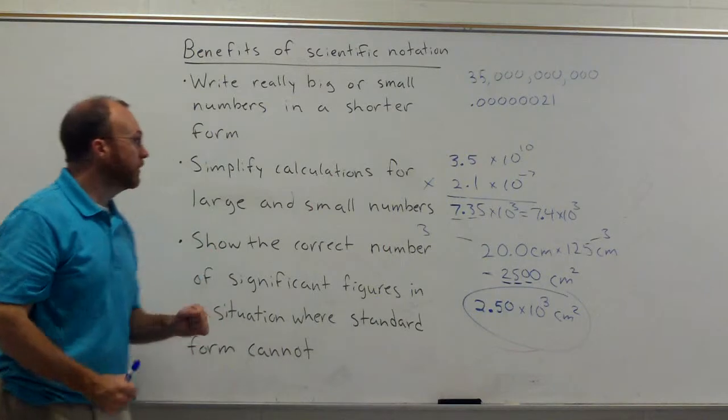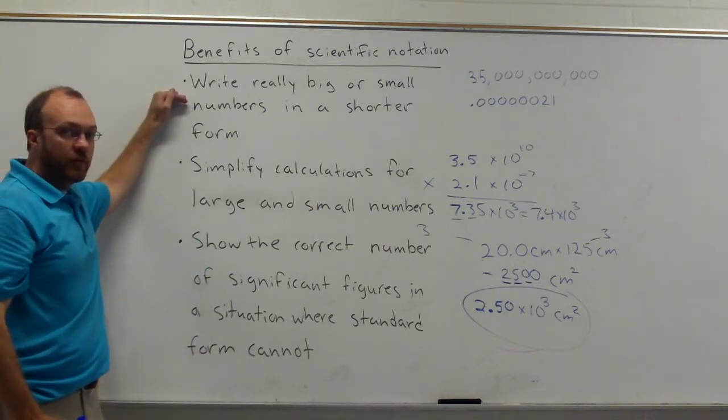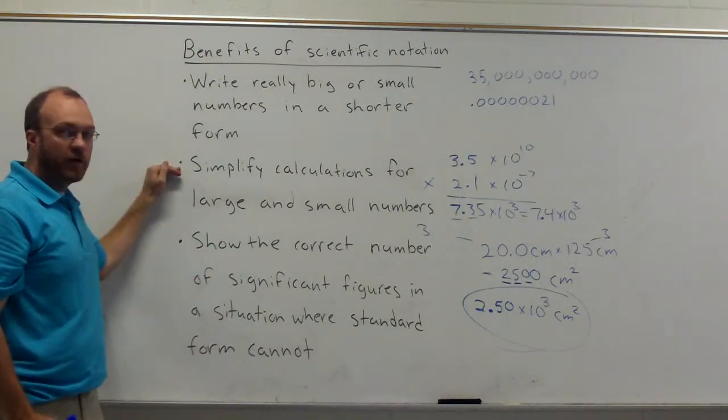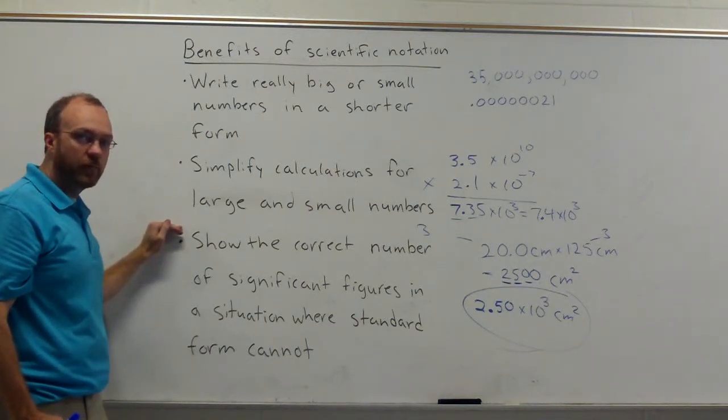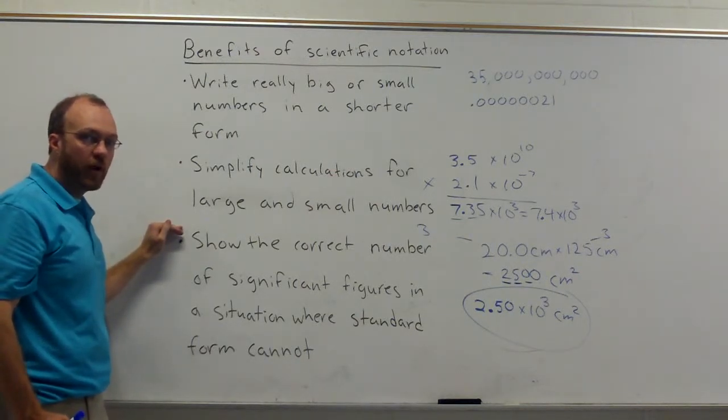So, in summary, scientific notation can make writing numbers shorter, can make your calculations easier, but the most important thing is it will allow you to show the correct number of significant figures when you otherwise could not.